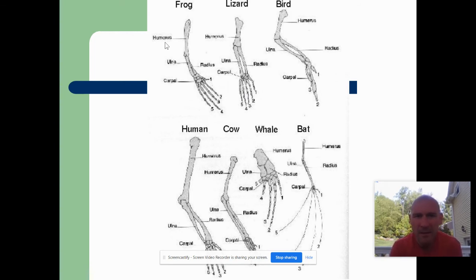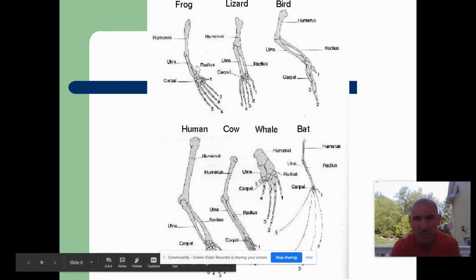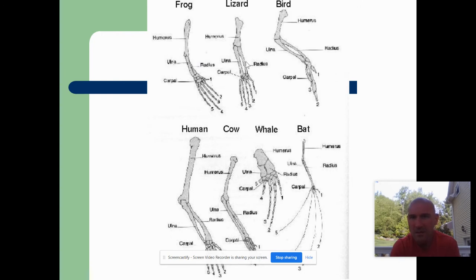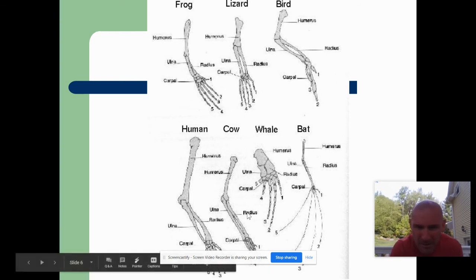and you have to kind of see the words here, the humerus bone, right? So the humerus is this bone right here. The humerus bone is present in all of these organisms. See, in your forearm, you have a radius and an ulna, right? You can see here, radius and ulna, radius and ulna in a bat, radius and ulna in a whale, radius and ulna in a cow, radius and ulna in a human.